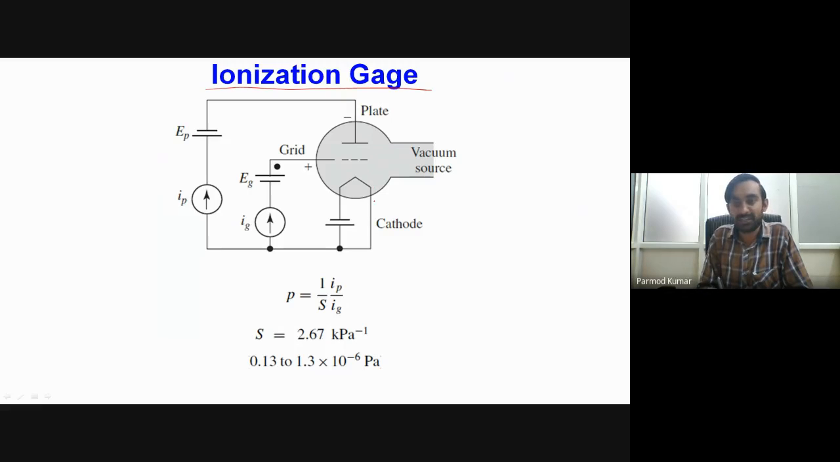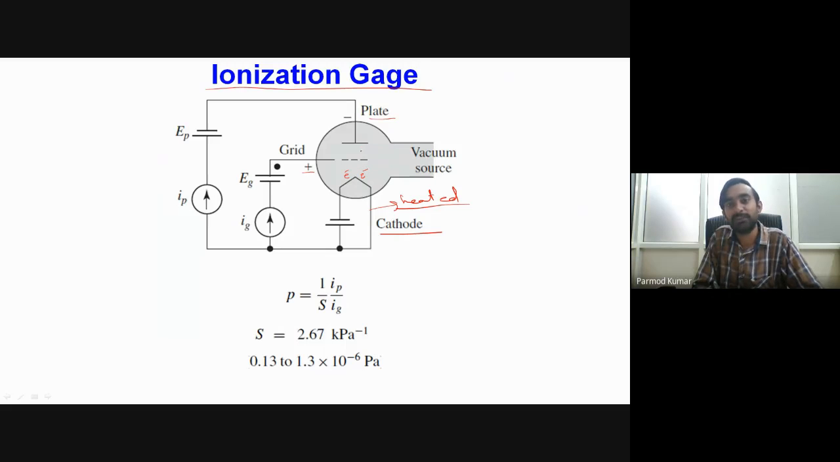In this arrangement, we have a cathode, a positively charged grid, and a negatively charged plate. The cathode is normally heated, and this heated cathode supplies moving electrons. These electrons are accelerated with the help of the positively charged grid, and while they accelerate, they interact with the gas molecules and lead to ionization of the gas molecules.